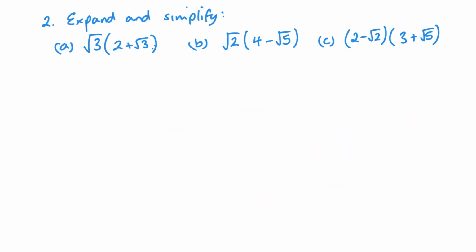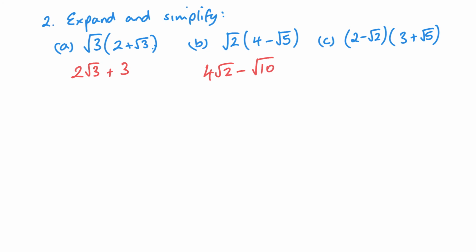So I'll jump in here with question 2. Nice, expanding: 2 root 3 plus, then root 3 times root 3 is just going to be 3. So root 3 times root 3 is root 9. Okay, nice and easy there. Part B, let's have a look. 4 root 2 minus, and then root 2 times root 5 is root 10. And you can't simplify that.